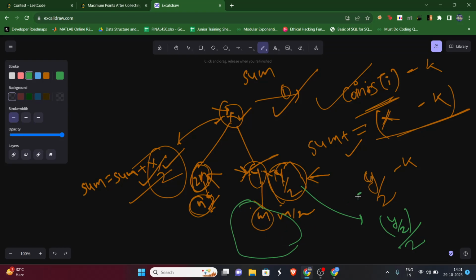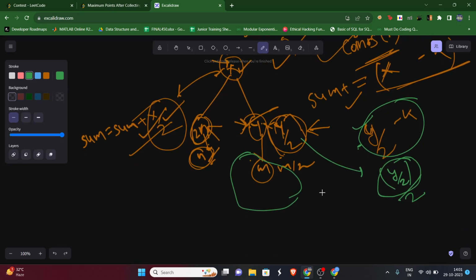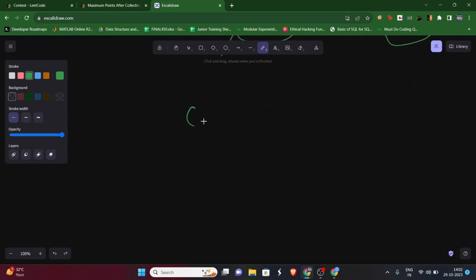So either we can take this many coins, then in that scenario we don't need to do anything with the subtree. But if we are taking y by 2 coins, then we'll have to divide all the coins in the remaining nodes by 2. Okay, better to visualize it with some example.